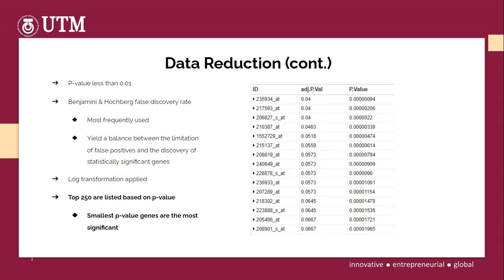As you can see in the figure on the right side, feature 235934_80 has the most significant p-value of 0.00000094, which is the smallest p-value.